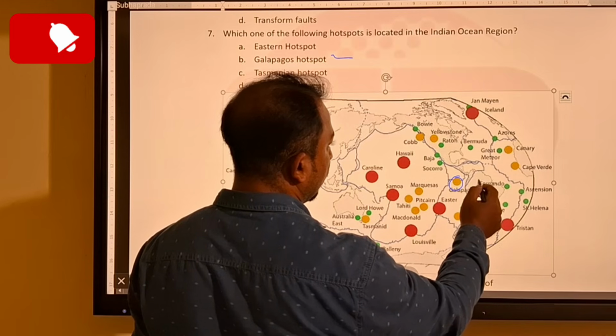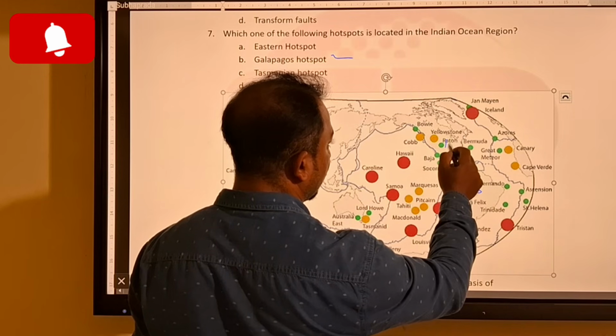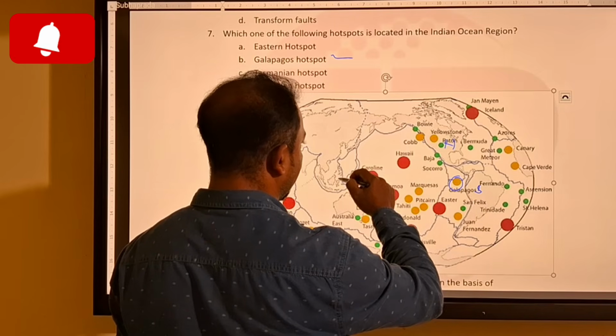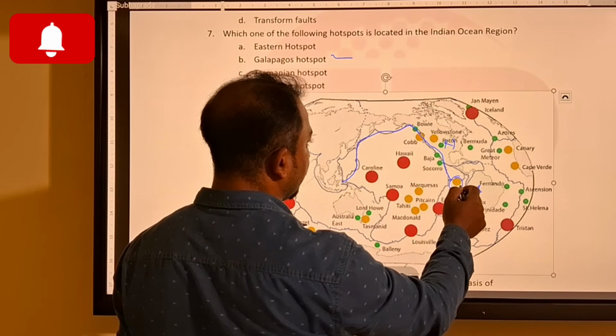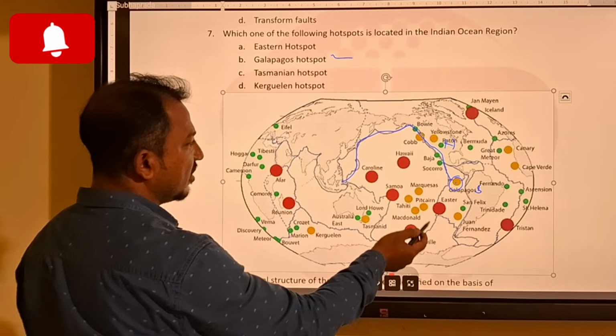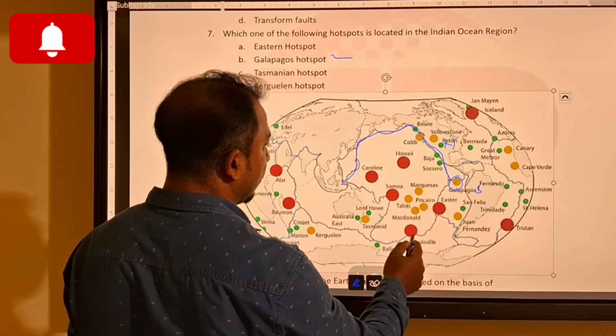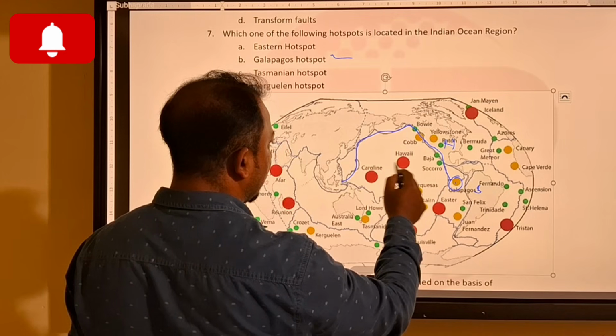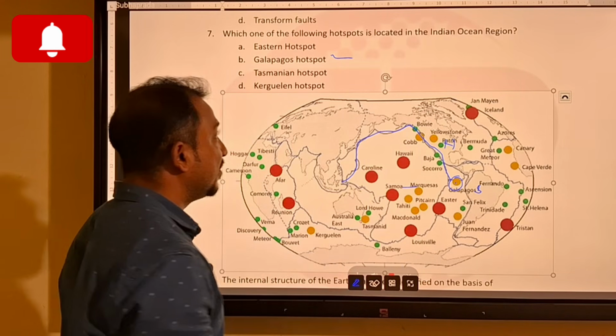This is your North America, South America. This part is your Pacific plate. This we can say is the ring of fire. So Galapagos hotspot, this is Easter hotspot, then your McDonald hotspot, Hawaii hotspot. They are all present in the Pacific plate.